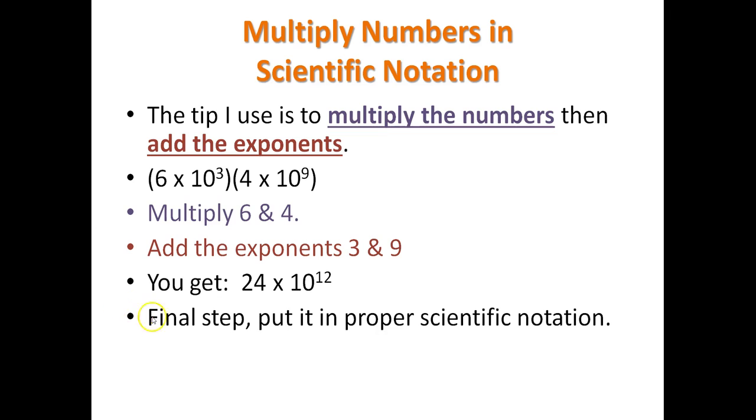Now you have to check. You have to put it in proper scientific notation. And remember, scientific notation, the first part has to be a number between 1 and less than 10. Is 24 between 1 and 10? No. So where would I put the decimal to make it between 1 and 10? It'd go right here, 2.4. Because I'm moving that decimal over, that changes our power. So our final answer is 2.4 times 10 to the 13th. That would be the correct answer.